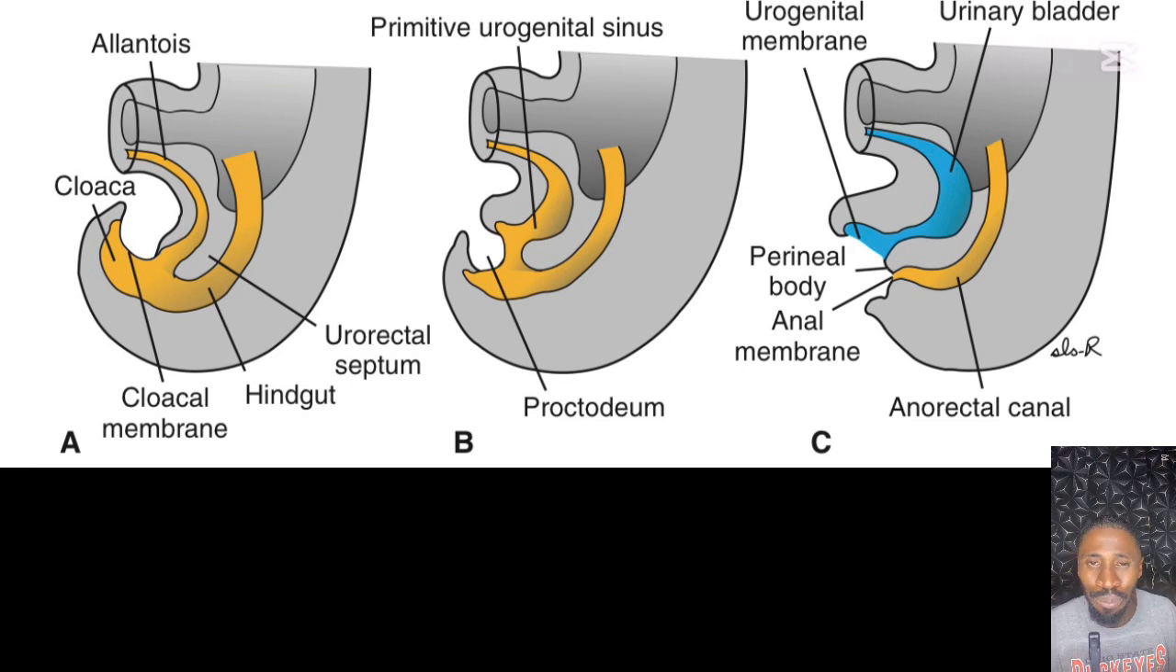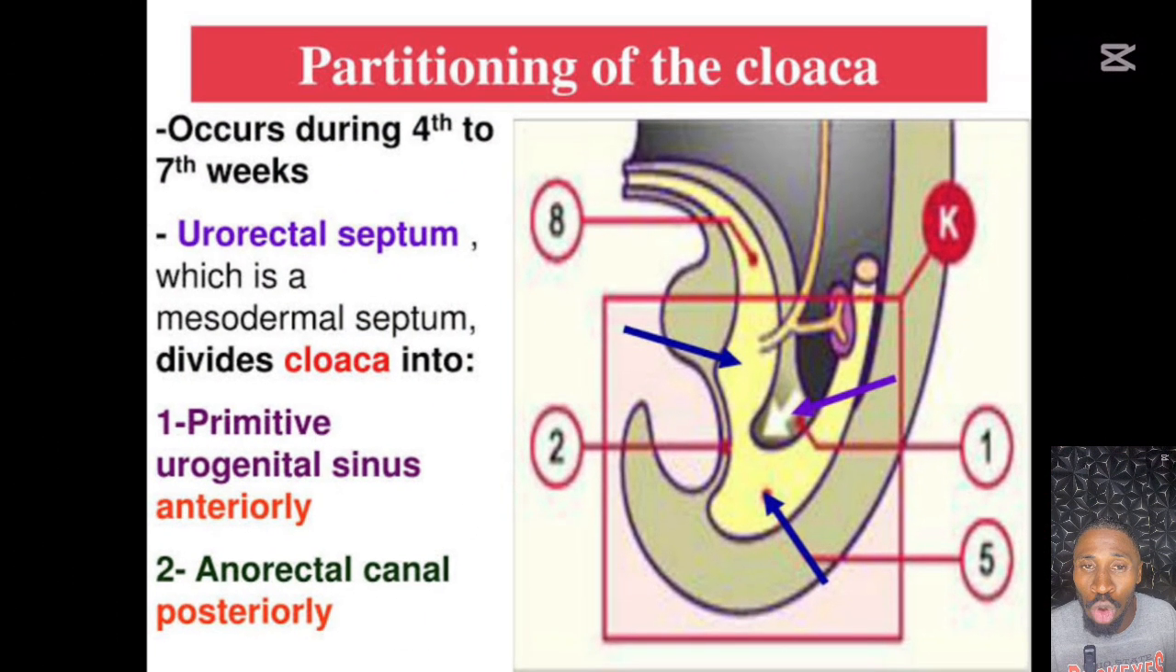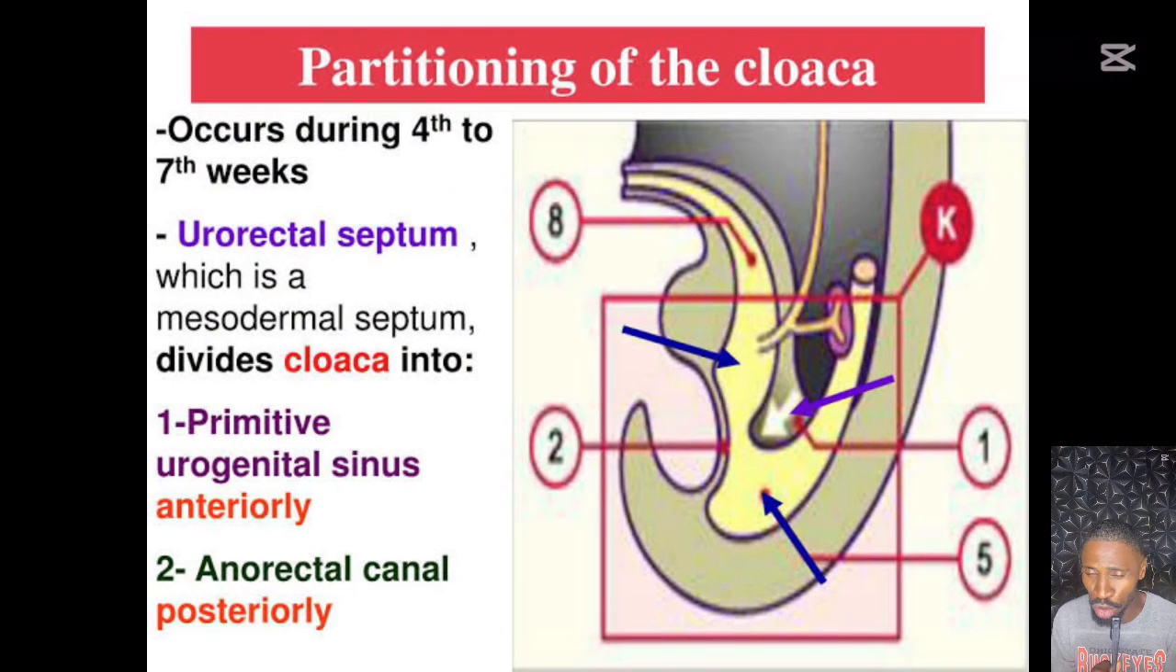Now what you have to know is that the cloaca has an anterior region and a posterior region. If the terminal part of the hindgut migrates to the posterior region of the cloaca, you form what we call the anorectal canal. But if the allantois migrates anteriorly into the anterior region of the cloaca, you form the urogenital sinus. So we have the urogenital sinus in front and the anorectal canal at the back.